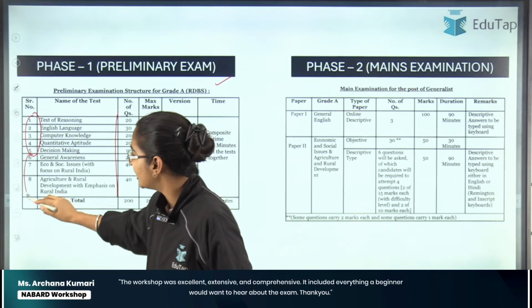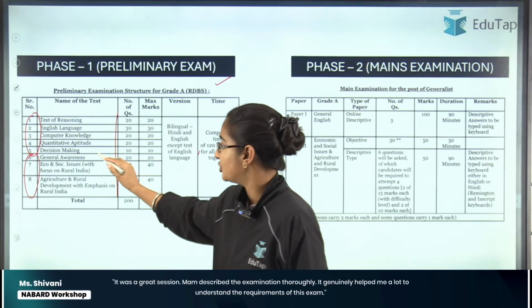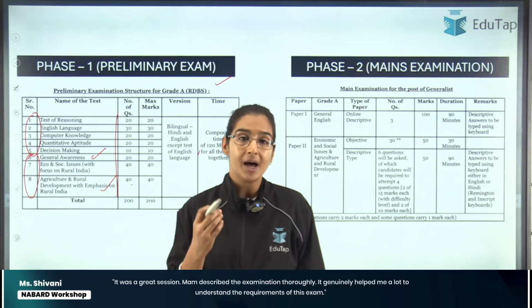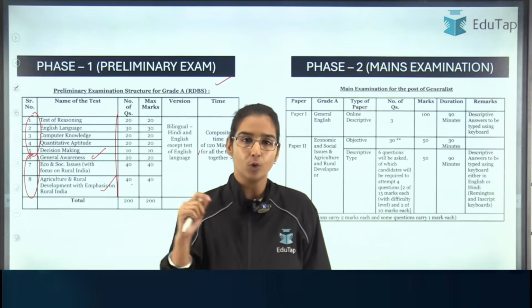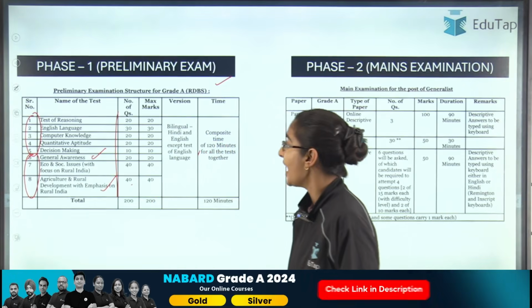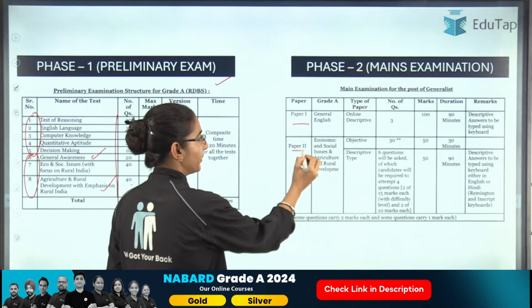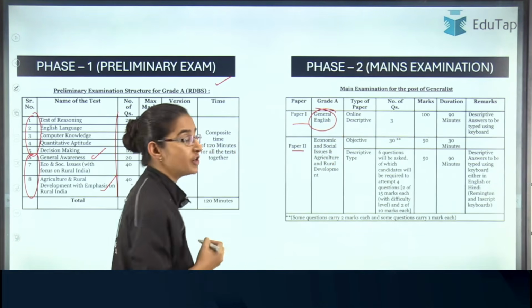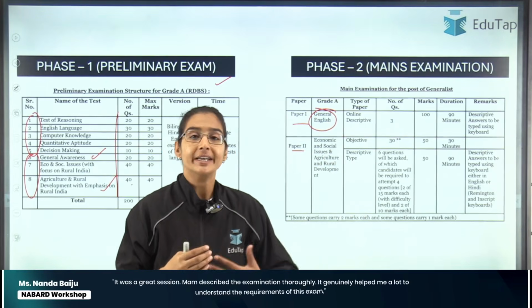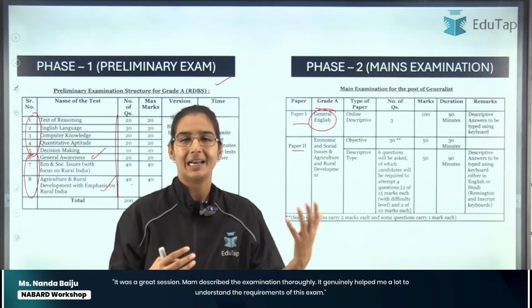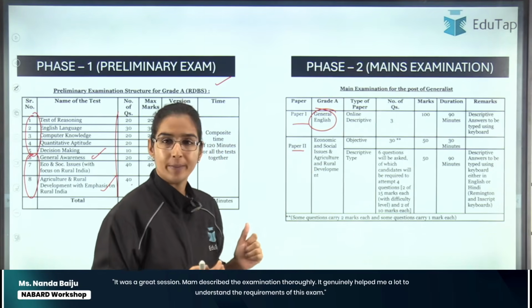After that, we have 3 merit section subjects, that is GA, ESI and ARD. The marks of these 3 subjects will be included in the merit section, all right? After that, for phase 2, we have 2 papers, paper 1 and paper 2. Paper 1 is general English. Here you have to write the descriptive part of general English, as in essays, reports, letters, right? So that you have to do in paper 1.